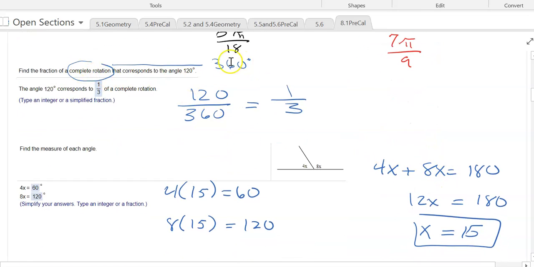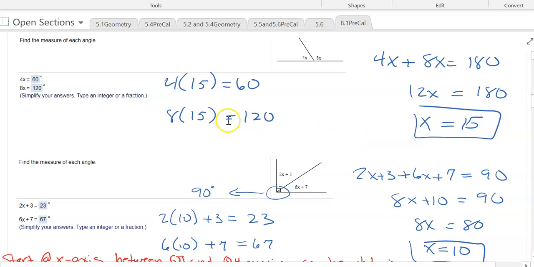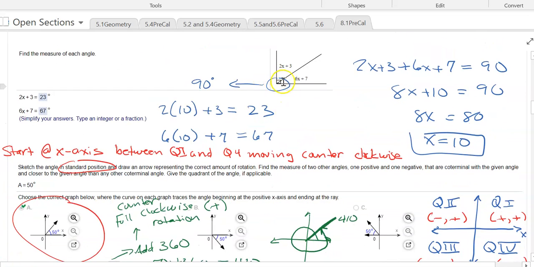A complete rotation is 360 degrees. The given degrees are 120, reduced to 1/3. Here, this is a straight angle, which is equal to 180 degrees. So we set up this equation, solve, and plug back in for our solutions. Here, this little symbol represents a right angle, or 90 degrees. So when we add these two up, it should equal 90 degrees. Follow through, plug back in.